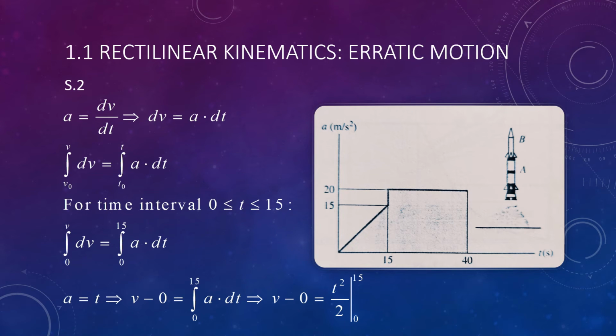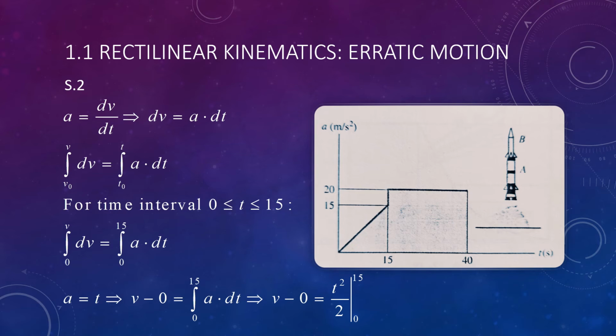As shown in the acceleration diagram a-t, the rocket accelerated from 0 to 15 meters per second squared in 15 seconds. And between 15 and 40 seconds, the acceleration a is equal to 20 meters per second squared. First, we need to find velocity at 15 seconds, and then we will calculate velocity at 40 seconds.